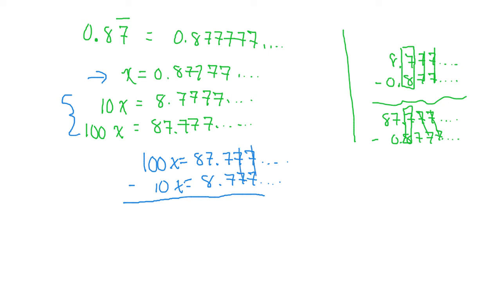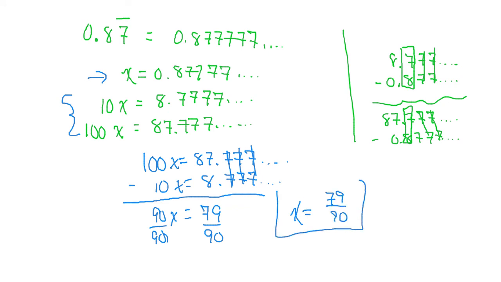We have 87 minus 8 gives us 79. 100 minus 10 is 90. Again, solve, so we divide both sides by 90. And so x equals 79/90, and that's as good as it gets. There is no reducing that fraction. So 0.87 with just the 7 repeating is the same as 79/90ths.